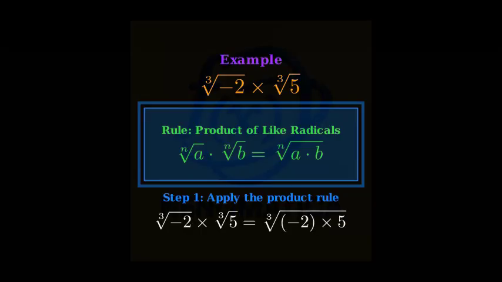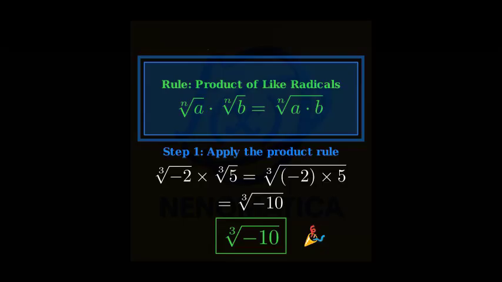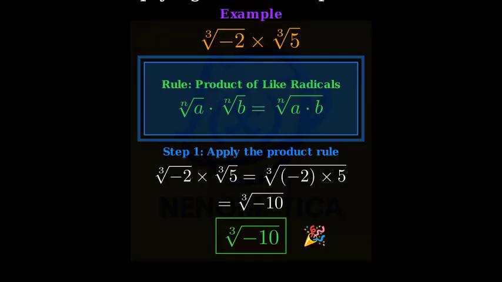So the cube root of negative 2 times the cube root of 5 equals the cube root of negative 2 times 5. This gives us the cube root of negative 10. So our final answer is the cube root of negative 10. This is our final answer because we cannot simplify the cube root of negative 10 any further. Now, let's move on to our second example.